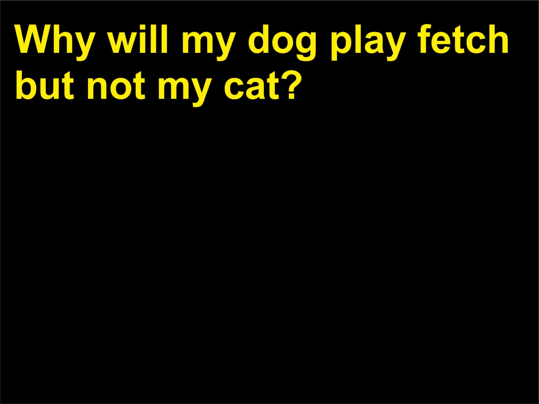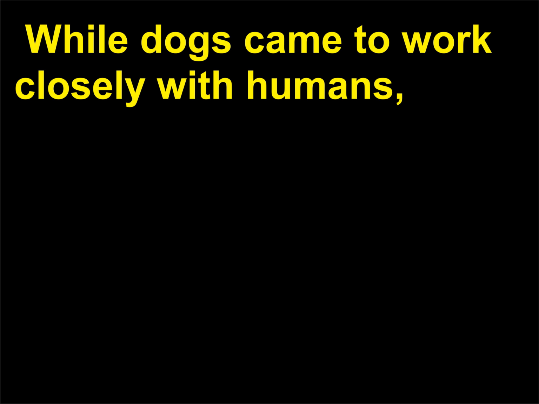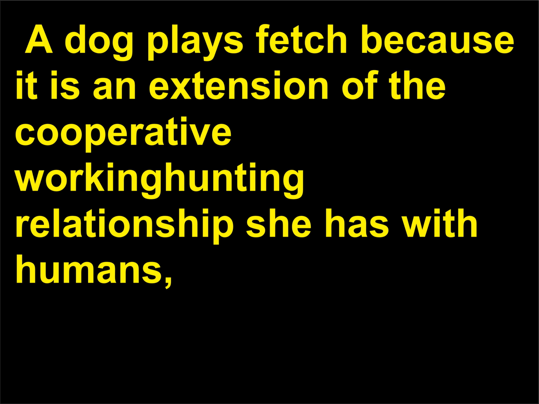Why will my dog play fetch but not my cat? Domestication occurred differently for cats and dogs, while dogs came to work closely with humans. Relying on them for food and shelter, cats maintained a more distant relationship. A dog plays fetch because it is an extension of the cooperative working hunting relationship she has with humans, while the cat has no such relationship.